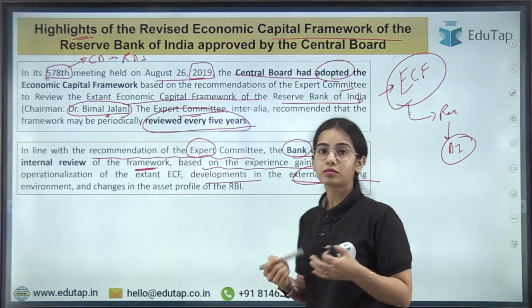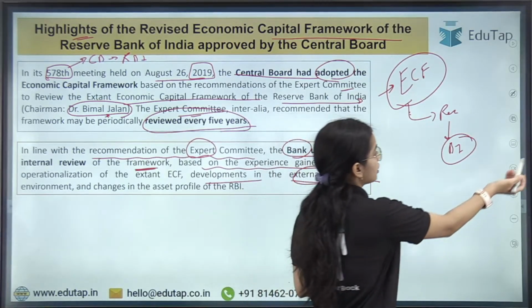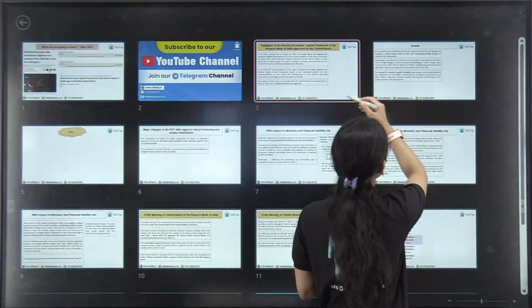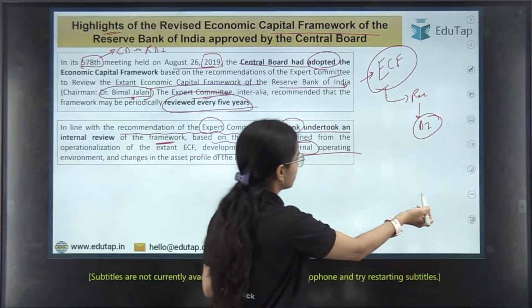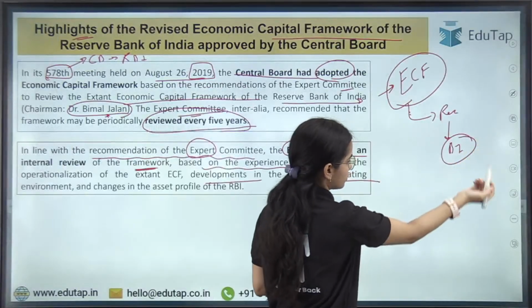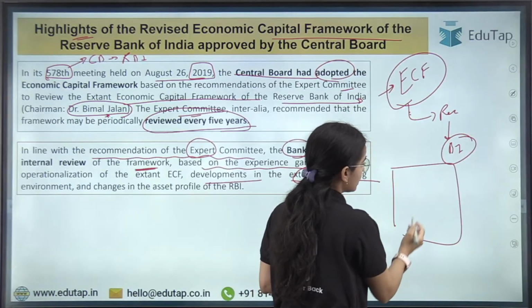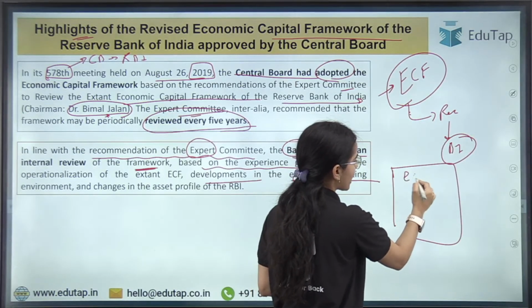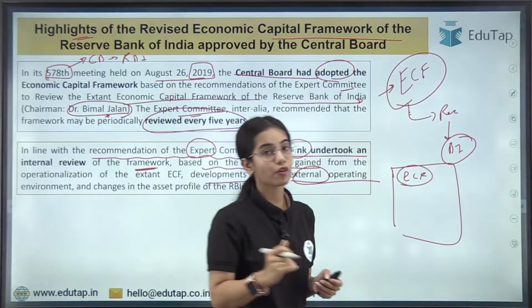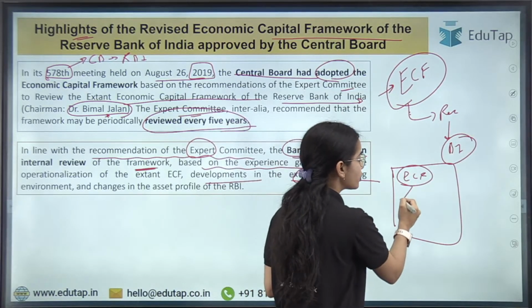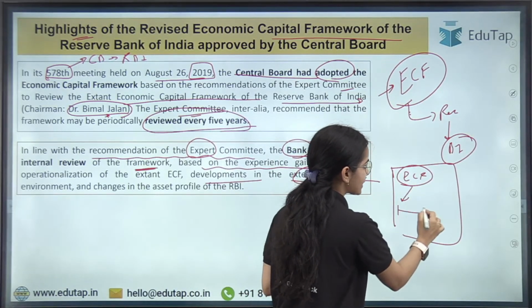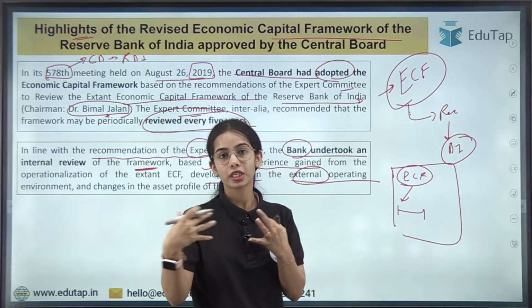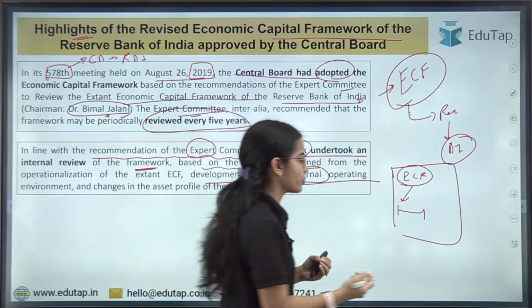So basically, if you try to see, okay, so here, see what happens: the economic capital framework is a very important framework of the Reserve Bank of India, because according to this framework, there are guidelines laid down on how much capital buffers the RBI should be maintaining.